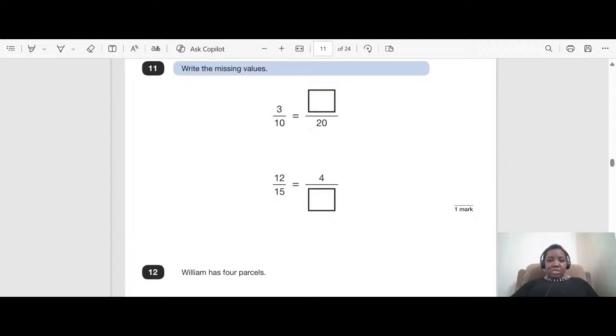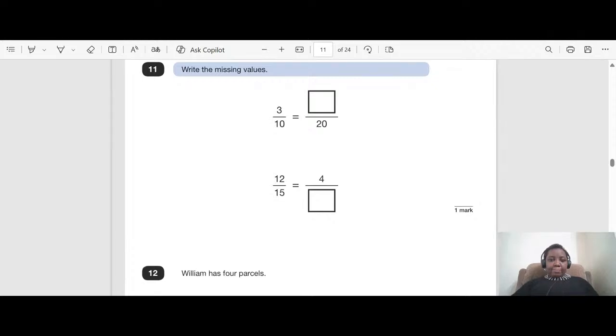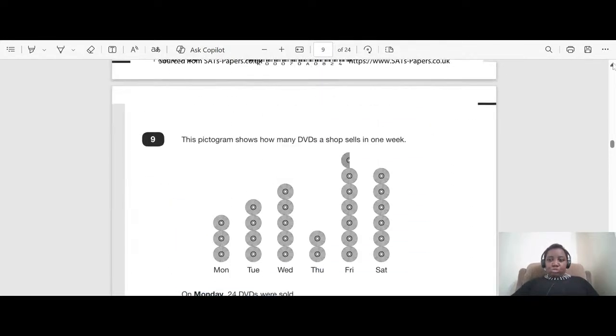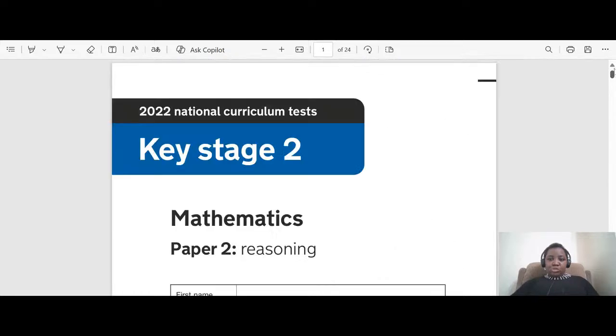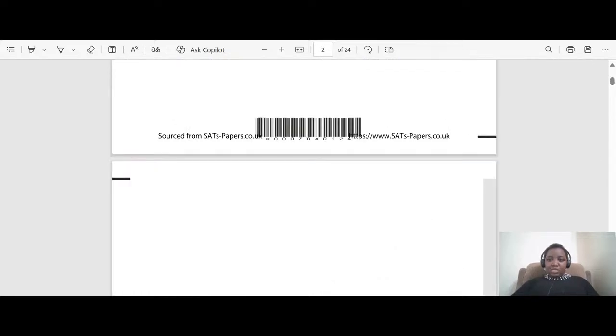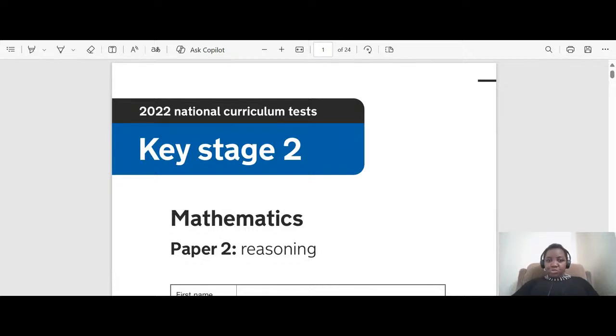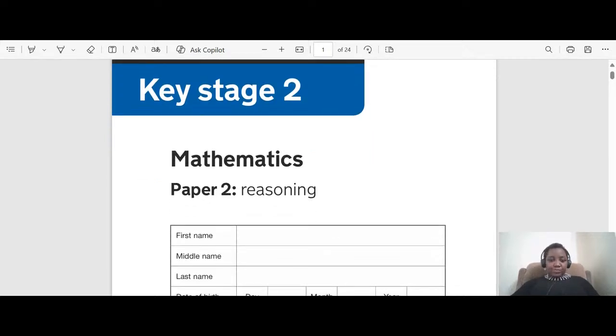And we'll be taking a look at the 2022 paper 2 maths, paper 2 reasoning 2022.